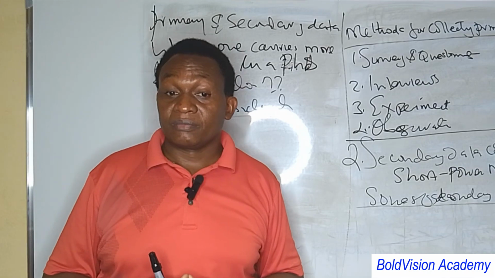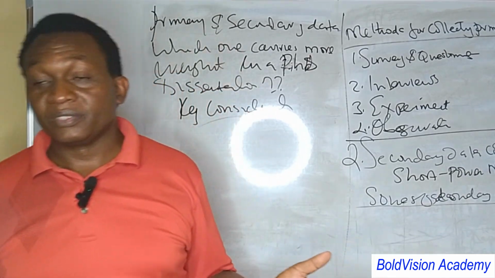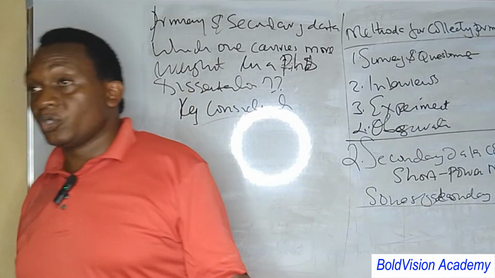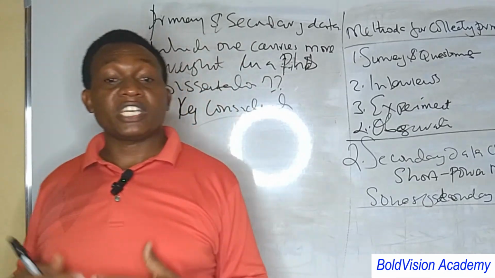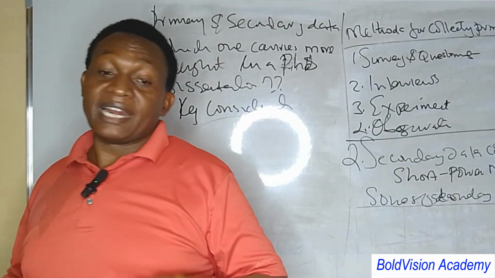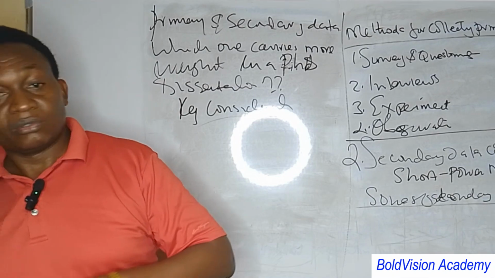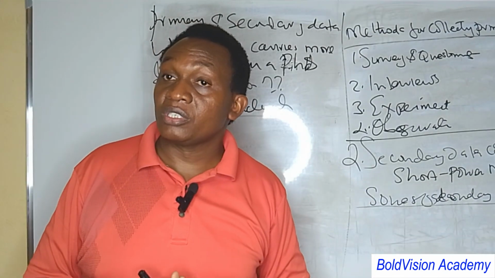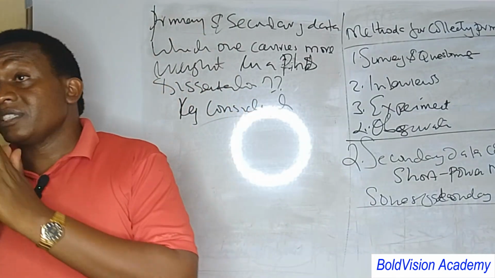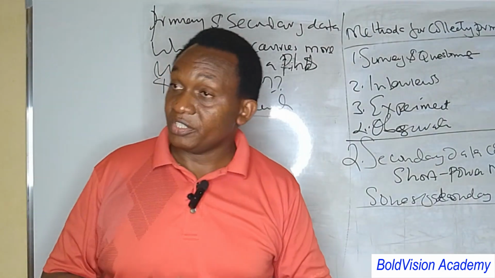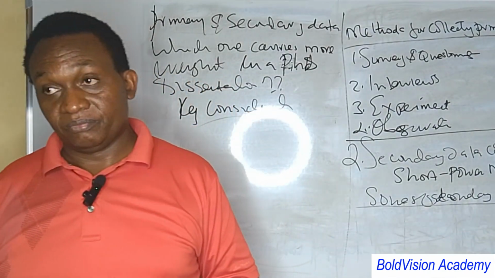And there you have it. So whether you choose primary or secondary data, always ensure your method aligns with your research objective. Whatever method you're going to use, make sure it aligns with your research objective.